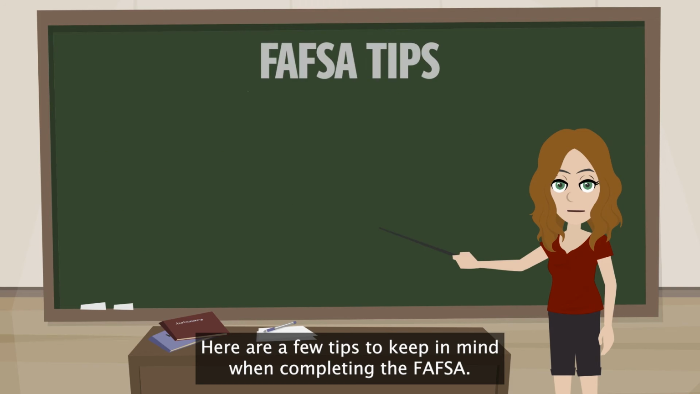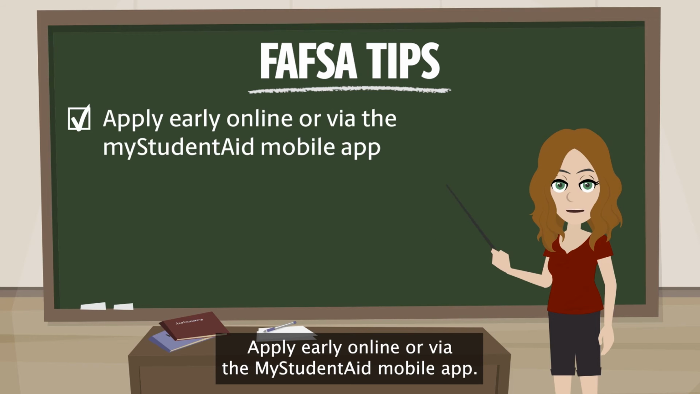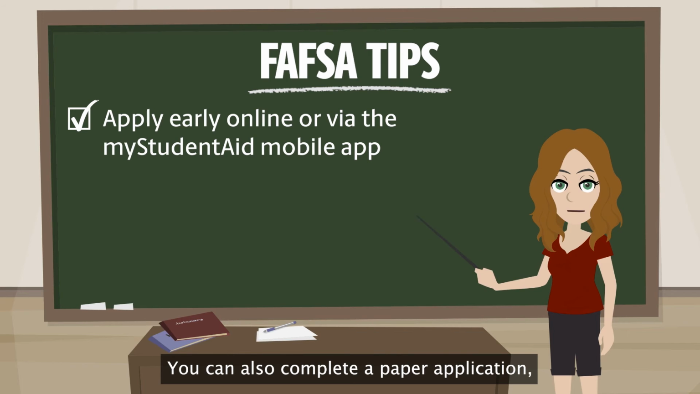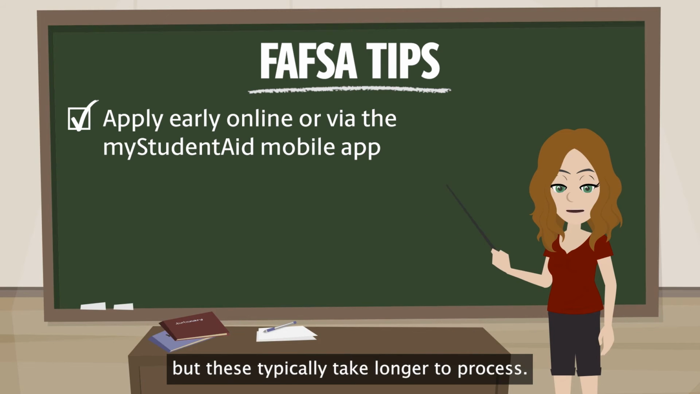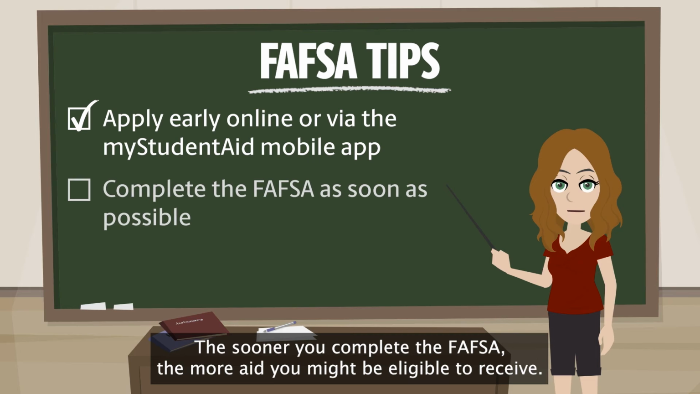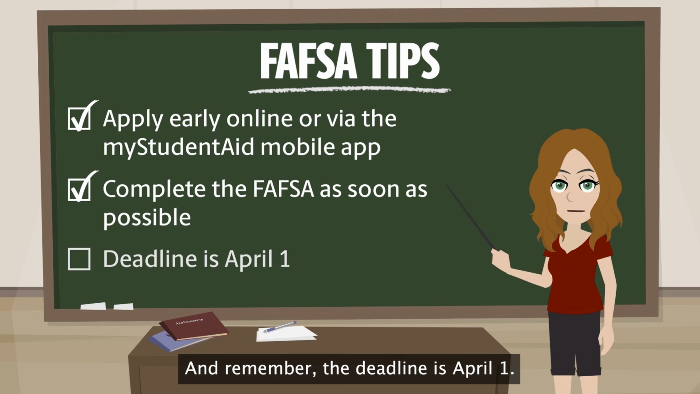Here are a few tips to keep in mind when completing the FAFSA. Apply early online or via the My Student Aid mobile app. You can also complete a paper application, but these typically take longer to process. The sooner you complete the FAFSA, the more aid you might be eligible to receive. And remember, the deadline is April 1st.